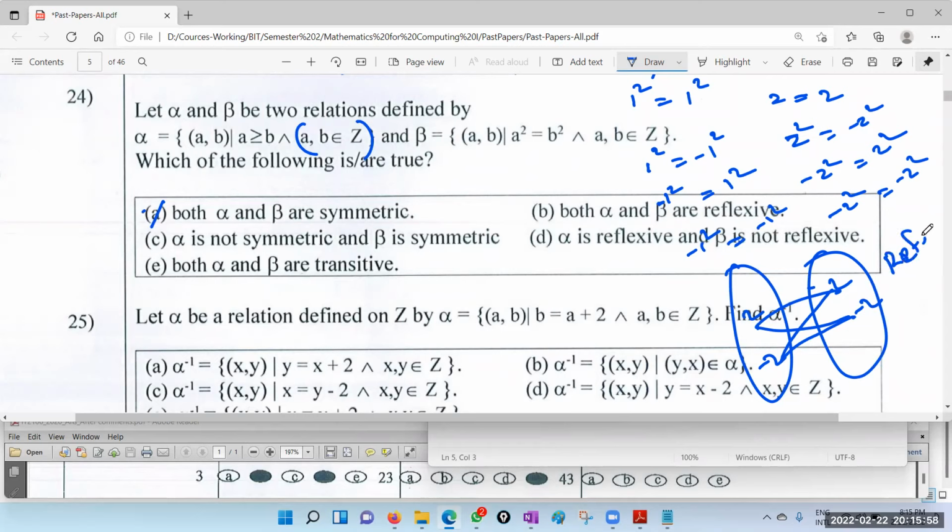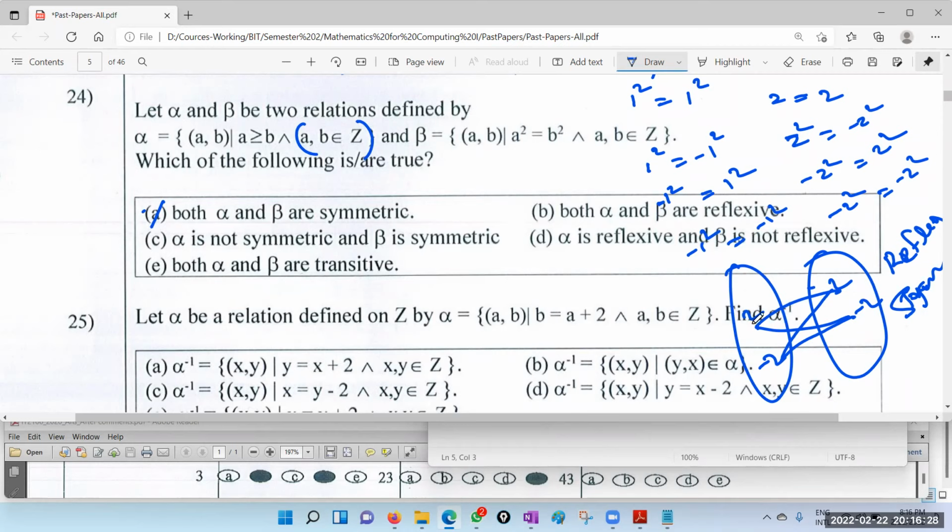What about symmetric? Yes, when 2 to minus 2 is there, minus 2 to 2 is there. So this is symmetric. Is it transitive? Transitive means when a to b and b to c, there must be a to c.